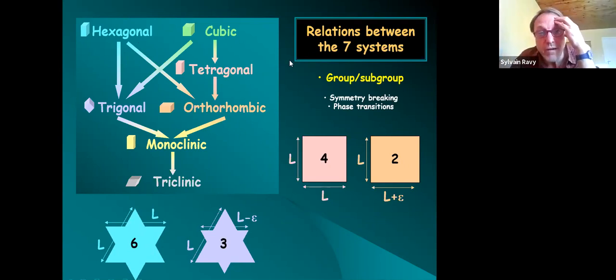And when you don't have this relation, for example, again, from, I don't know, hexagonal to tetragonal, there is no relation. So you cannot have a second-order continuous phase transition from a hexagonal symmetry to a tetragonal symmetry. You have only a first-order phase transition, if any. Okay, so that's a very important concept, of course.